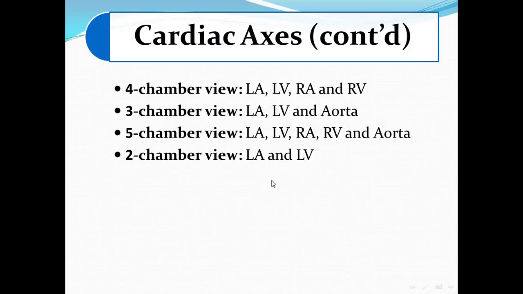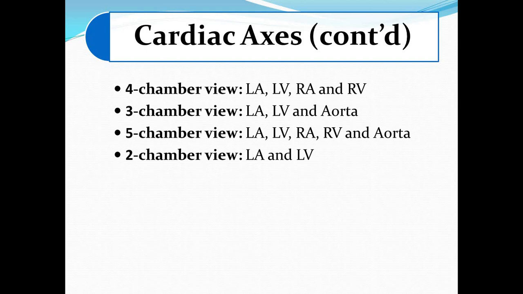The views that are used routinely for the evaluation of the heart are these views: the 4-chamber view, the 3-chamber view, the 2-chamber, and the 5-chamber view. So let's understand first what are these chambers that we are talking about. When we talk about 4-chamber views, we mean all the cardiac chambers, right? Left atrium, left ventricle, right atrium, right ventricle.